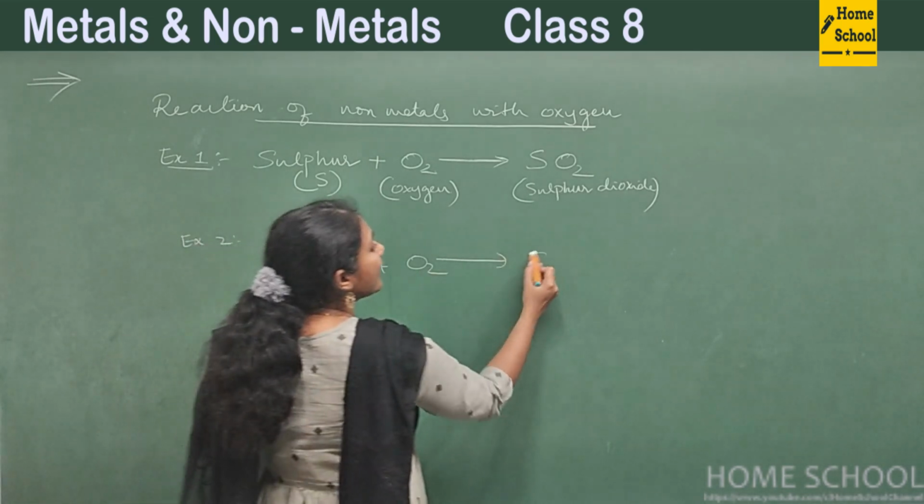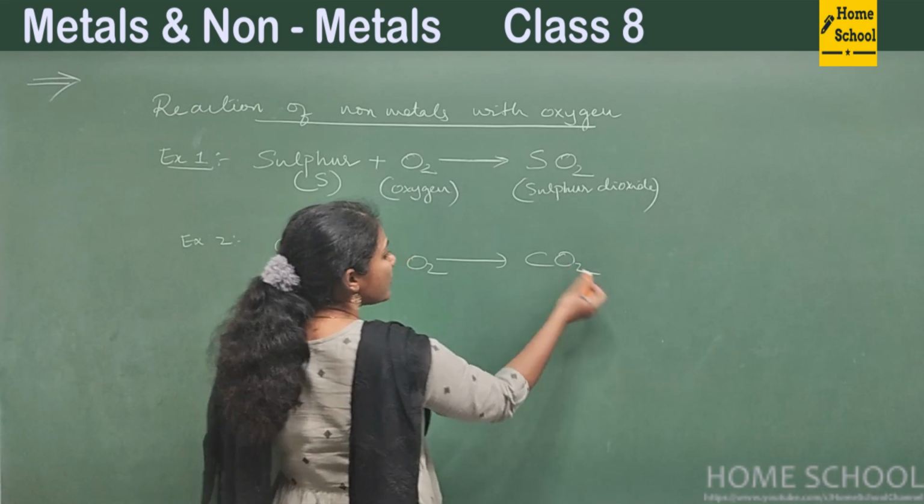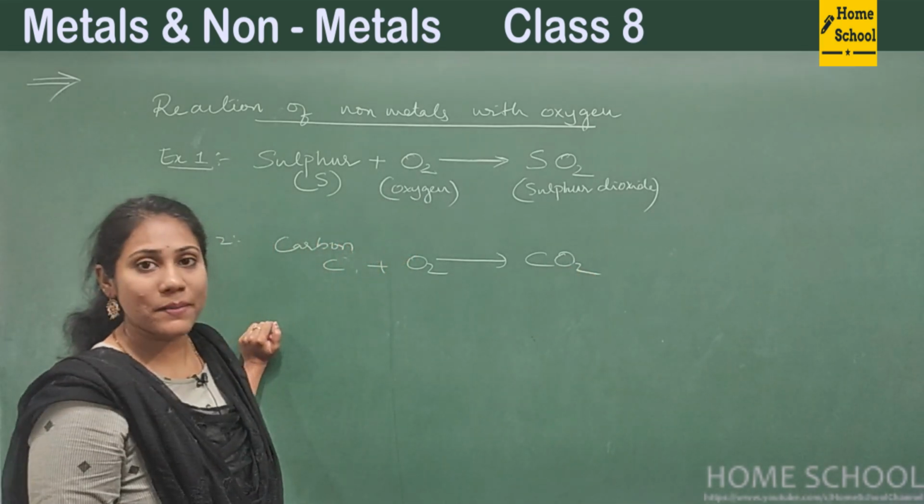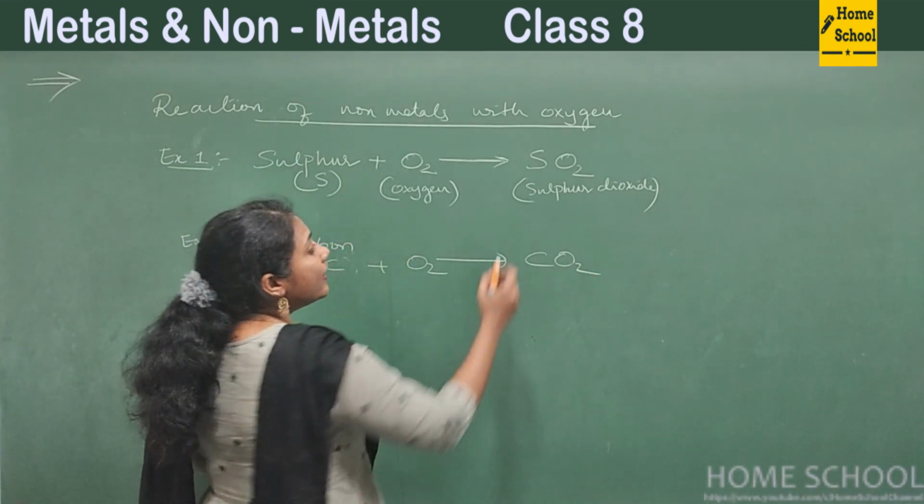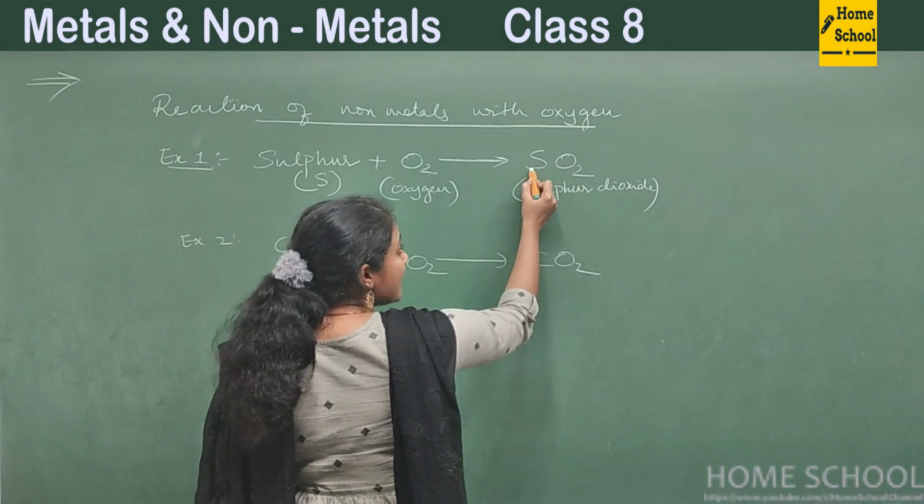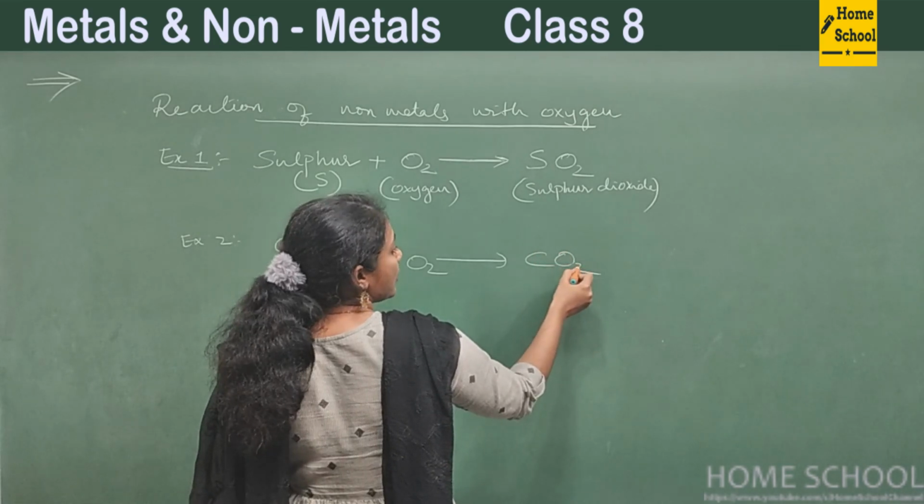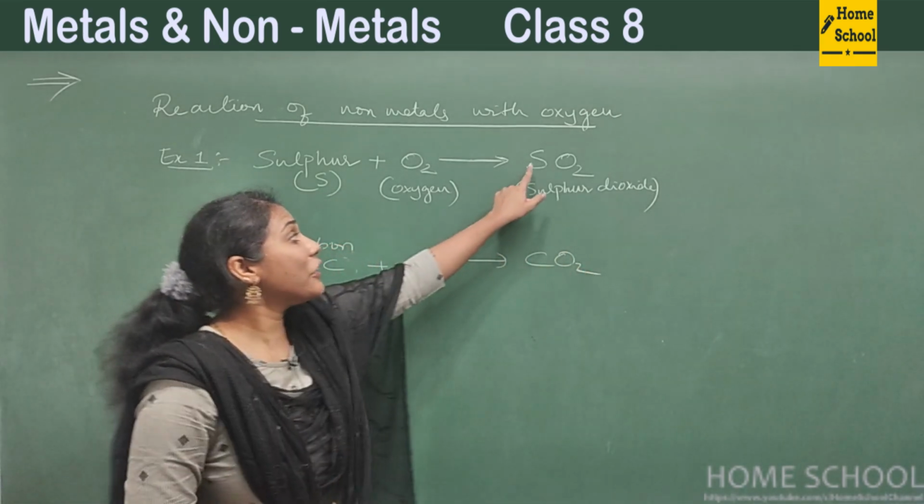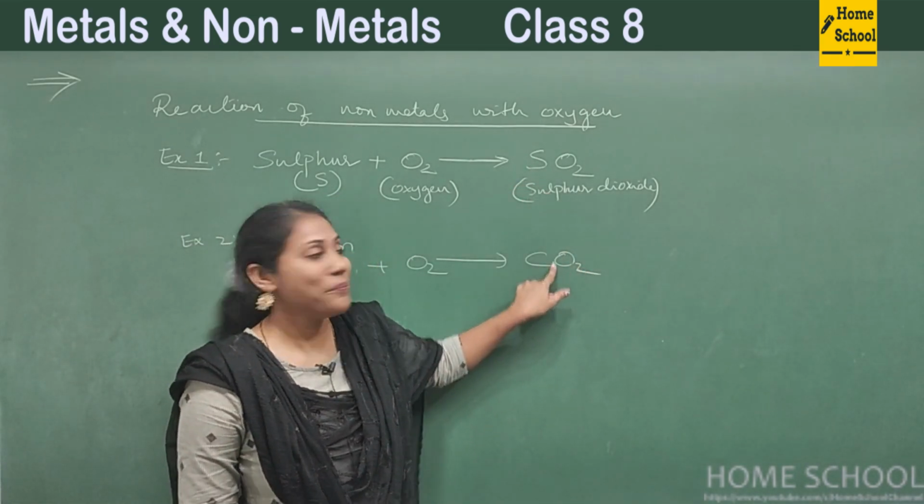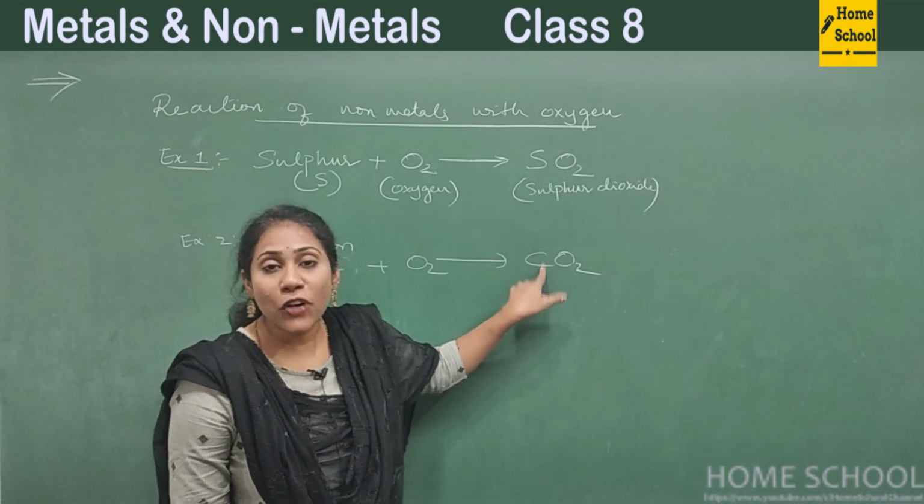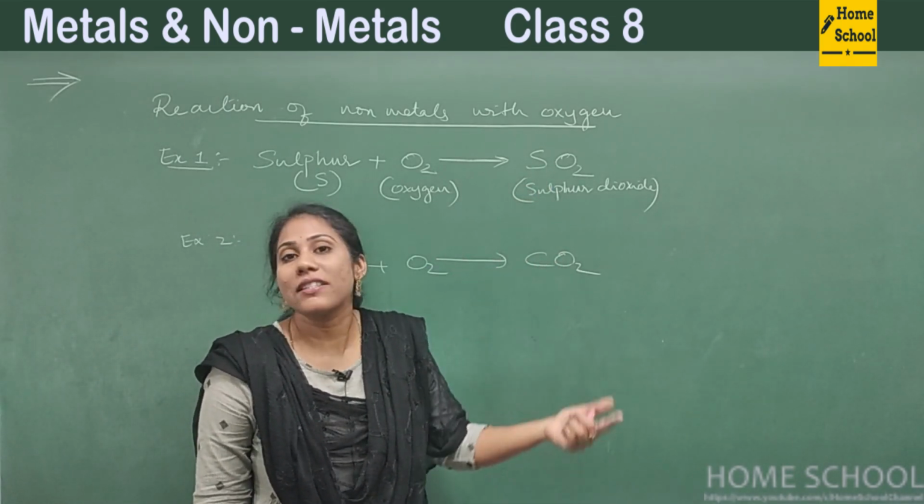You will get carbon dioxide. You must have heard about carbon dioxide many times, right? And what is this? Sulfur is a non-metal. Non-metal in combination with oxygen, we call them non-metallic oxides. So these are examples of non-metallic oxides.